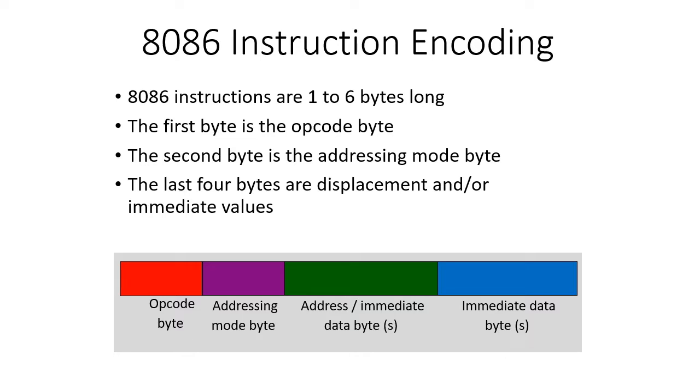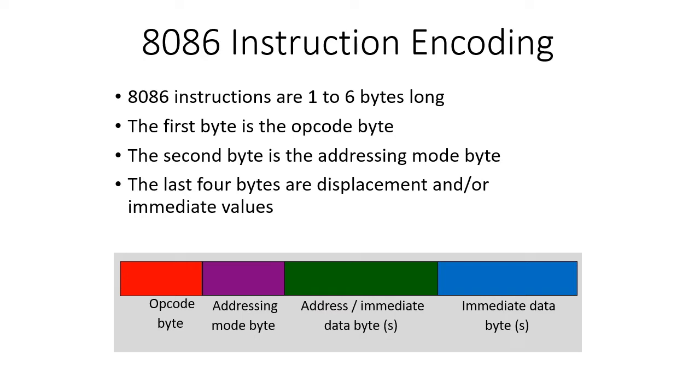The first byte is the opcode byte. This is the byte that tells the operation to be carried out by the instruction. The second byte is the addressing mode byte. This byte tells the location of the operands as well as the destination of the results of the operation. The next 4 bytes are used for direct address values, displacement values, and immediate data values.